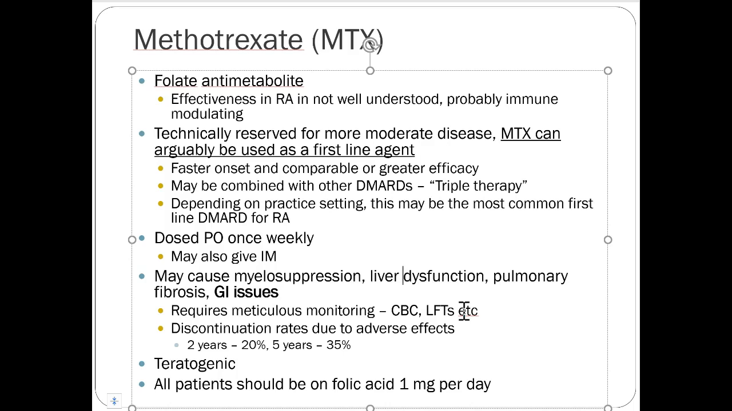It is a folate antimetabolite, and it modifies how the body uses folic acid and can suppress the way the body functions with that. So we supplement with folic acid to provide the other systems that are using folic acid to be more effective that way.